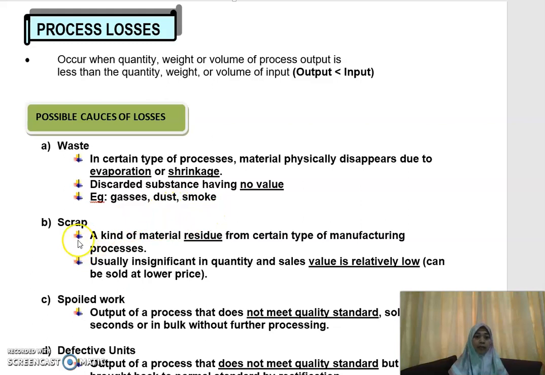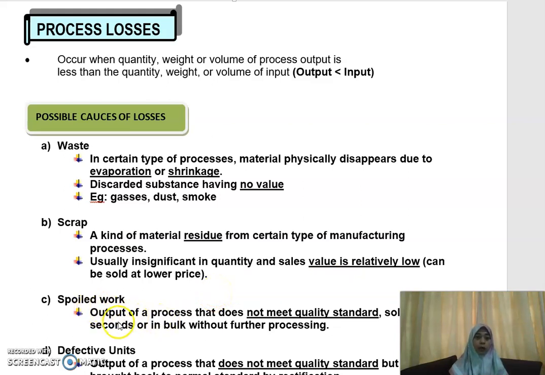It can also be categorized as scrap, so a kind of material residue from certain type of manufacturing processes, usually insignificant in quantity and sales value, and the sales value is normally relatively low. Okay, for example, if your normal product you can sell at 10 ringgit, this one you can sell at 20 cent, for example. So the sales value is relatively low, and you can sell that at a very low price.